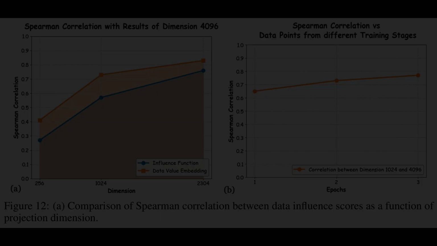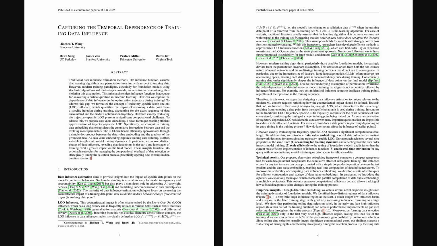Okay, so wrapping things up, we've seen that this data value embedding, or DVEmb approach, really captures the temporal dynamics of data influence during training, unlike older methods. And crucially, it's incredibly efficient in terms of speed and memory compared to alternatives. This gives us valuable insights and practical ways to manage data selection for foundation models.